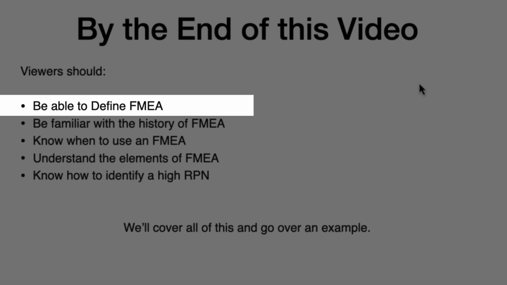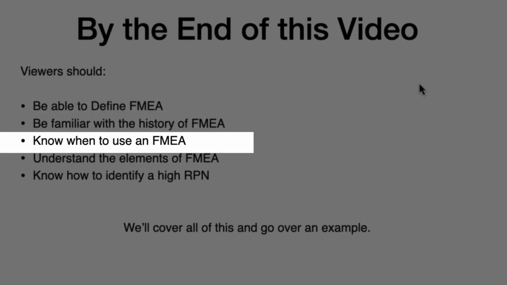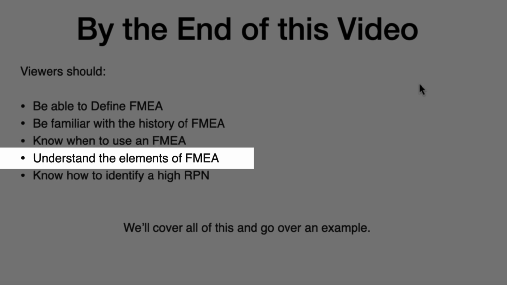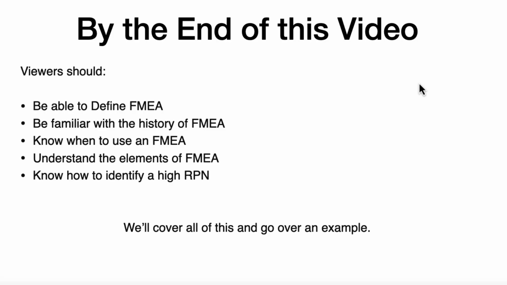By the end of this video, viewers should be able to define FMEA, be familiar with the history of FMEA, know when to use an FMEA, understand the elements of FMEA, and know how to identify a high RPN. That RPN stands for risk priority number. We're going to go over all of this, so not to worry.